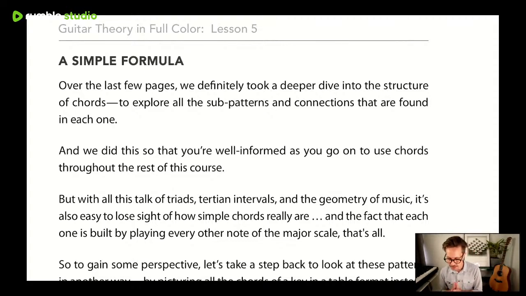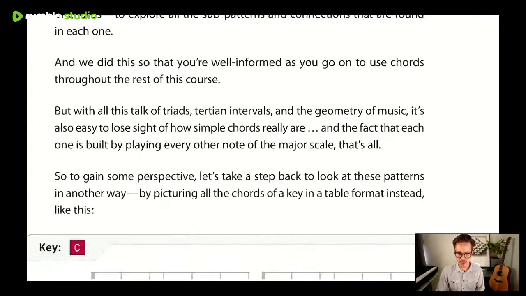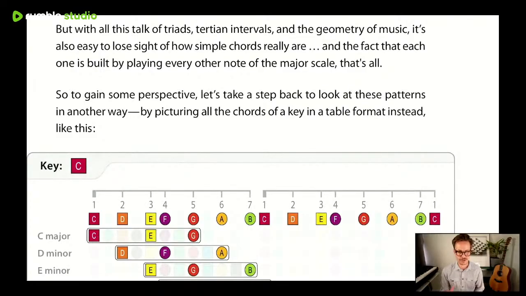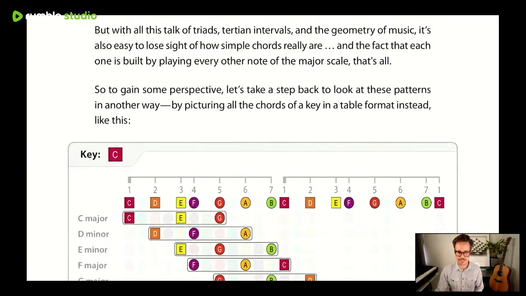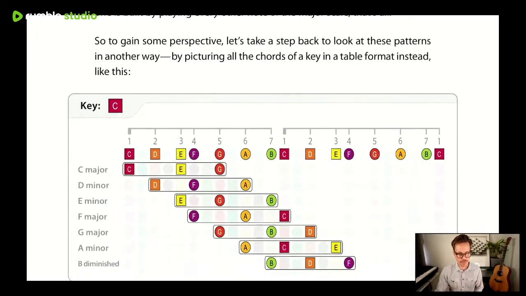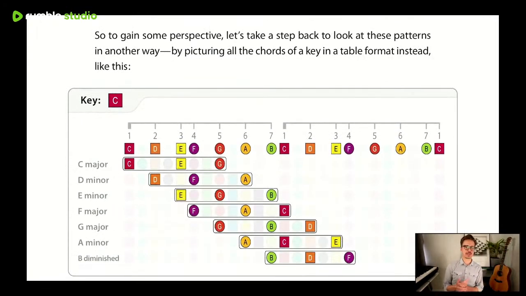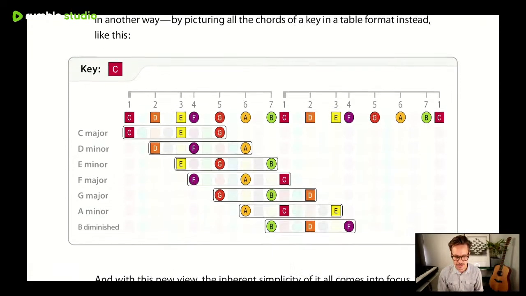So over the past few pages, we definitely took a deeper dive into the structure of chords to explore all the subpatterns and connections that are found in each one. And we did this so that you're well informed as you go on to use chords throughout the rest of this course. But with all of this talk about triads, tertian intervals, and the geometry of music, it's also easy to lose sight of how simple chords really are, and the fact that each one is built by playing every other note of the major scale. That's all. So to gain some perspective, let's take a step back to look at these patterns in another way by picturing all of the chords of a key in a table format like this instead.